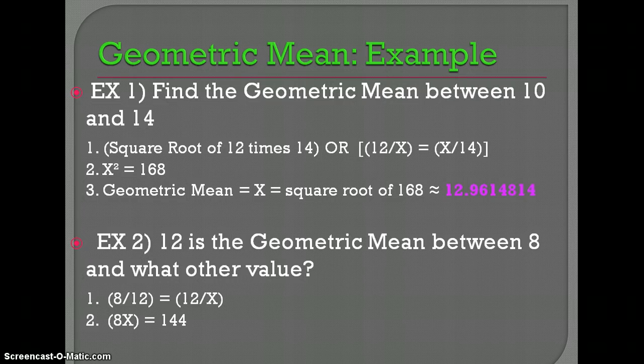So it would come out to 8x equals 144 when you do cross multiplication. So the other value, which in this case is x, equals 18, because you get that number from doing 144 divided by 8 to solve for x.